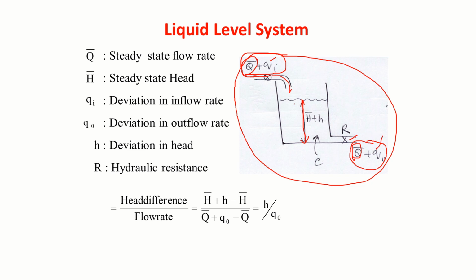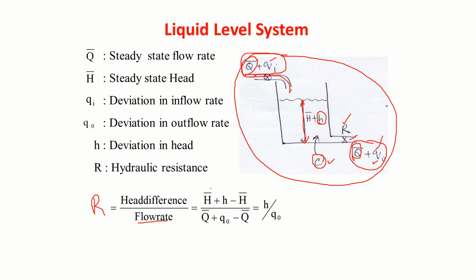Overall, inflow rate is greater than, say, outflow rate. Because of that, head increases. Let us say small h is the increase in head. R, let me call it as hydraulic resistance, and C, let me call it as hydraulic capacitance. So R, hydraulic resistance, we can define as head difference divided by change in flow rate.